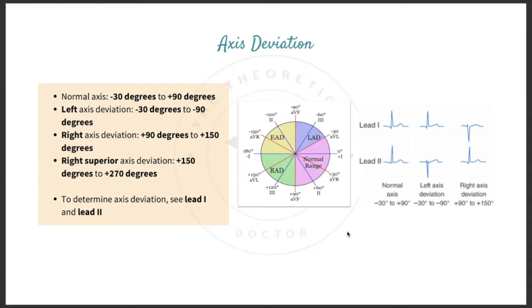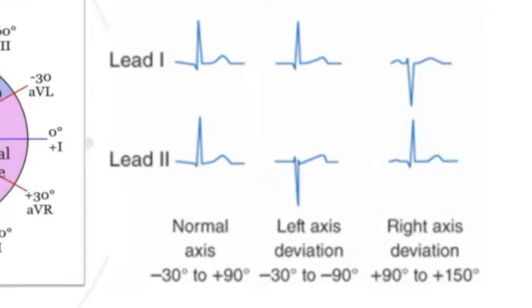You know the normal axis, the left axis deviation, right axis deviation, right superior axis deviation, that's really rare to come across unless the person usually has a congenital heart defect. So how would you determine the axis deviation? You need to see lead 1 and lead 2.